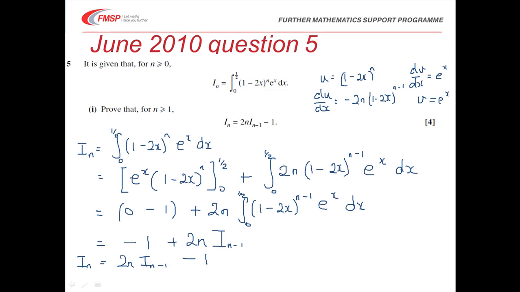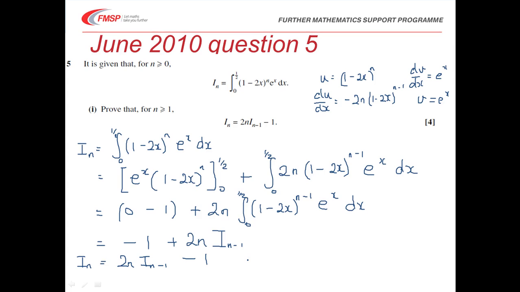as required. So 4 marks for the question. You got a method and an accuracy mark here. A method mark for attempting integration by parts and an accuracy mark for getting it correct. You got a method mark for using the limits correctly and an accuracy mark for establishing this result correctly.